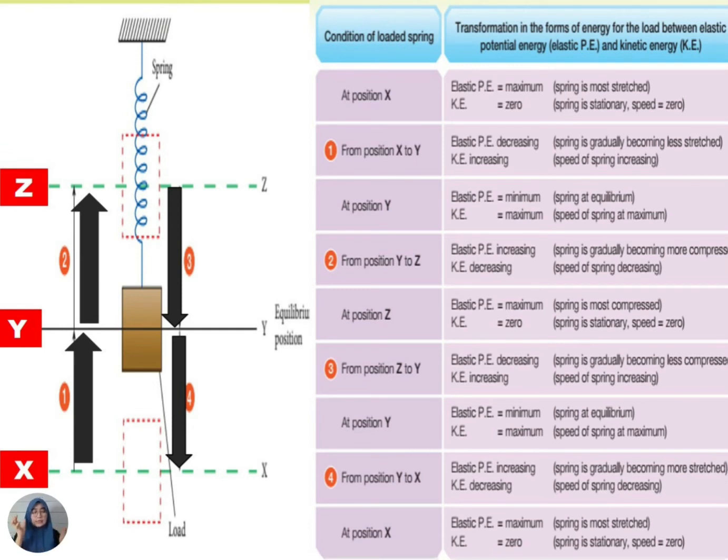After that, from position Y to Z, elastic potential energy will increase, because the spring is gradually becoming more compressed from Y to Z, and the kinetic energy will decrease because the speed of the spring is decreasing. Vice versa, the same goes for X to Z, from Z to Y, and also Y to X. You can read from your textbook, page 224.